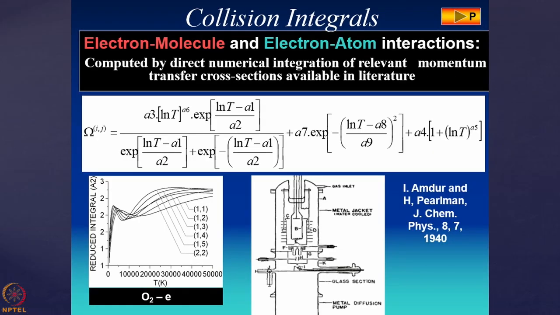Now, coming to the electron-molecule interaction. This type of interaction is a charged-neutral interaction. For that, direct numerical integration of the relevant momentum transfer cross section can give you those, and the collision integral comes in the form of this type, where there are many coefficients like C, A2, A3, then A7, A4. They are all there, and these values are available in literature. Okay.